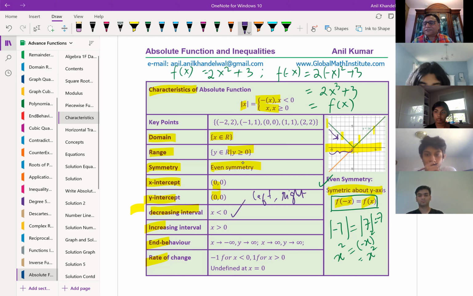of the y-axis, correct? So from minus infinity, you could also write this in another notation. From minus infinity to 0, the function is decreasing, correct? When is it increasing? It is increasing on the right side. So when x is greater than 0, it is increasing, right?